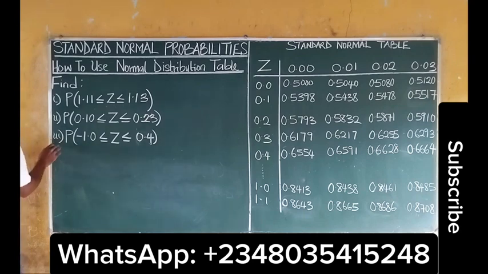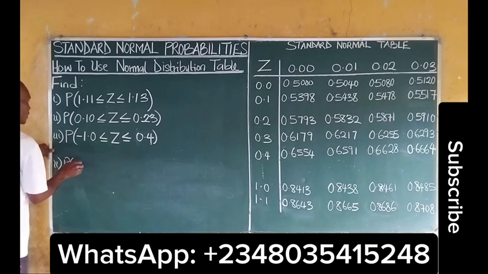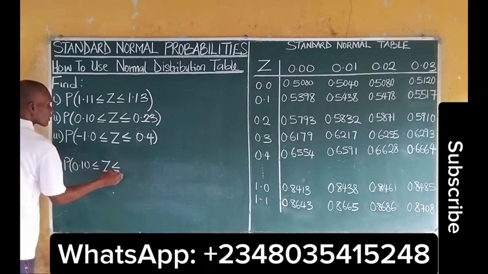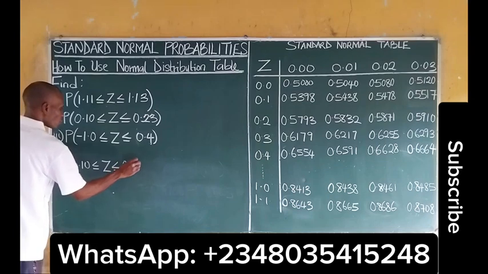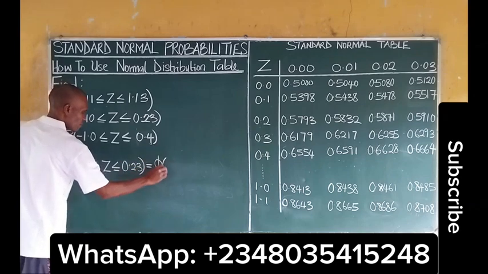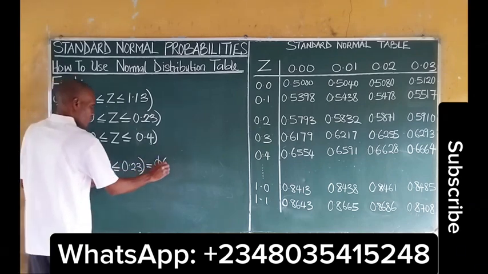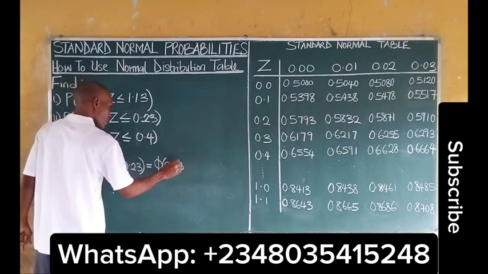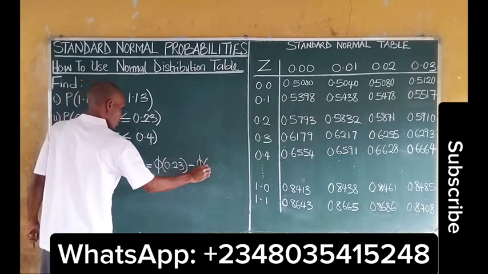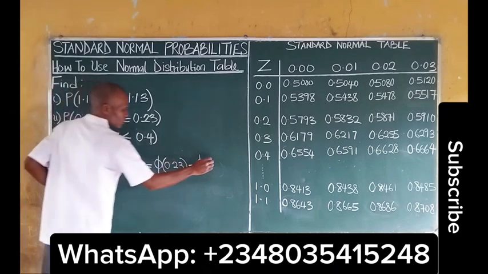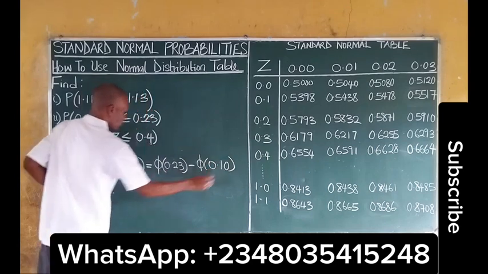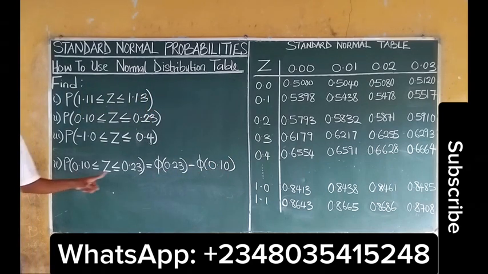For the second question, we have II, which is the probability that 0.10 is less than or equal to the standard normal Z, less than or equal to 0.23, which is equal to, of course, this is our curve, Z2 will be 0.23 minus Z1, which is 0.10. So this is how we can write that.